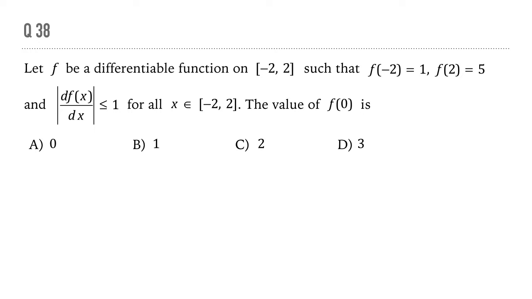So f is a differentiable function on the closed interval [-2, 2], and the value of f(-2) is 1 and f(2) is 5. It's also given that the absolute value of the derivative of this function in the entire closed interval is less than or equal to 1, and we have to find out the value of f(0). How do we do this question?